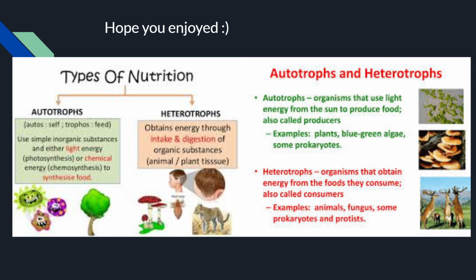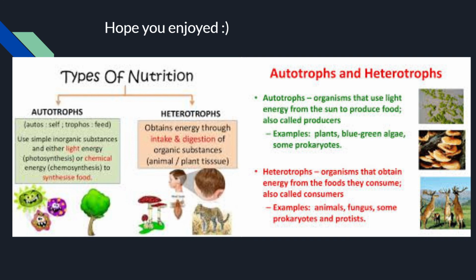Meanwhile, on the other hand, heterotrophs obtain energy through intake and digestion of organic substances, so they do not make their own food. On the photo on the right, we can see it just says autotrophs are organisms that use light energy from the sun to produce food, also called producers. Examples are plants, blue-green algae, and some prokaryotes.